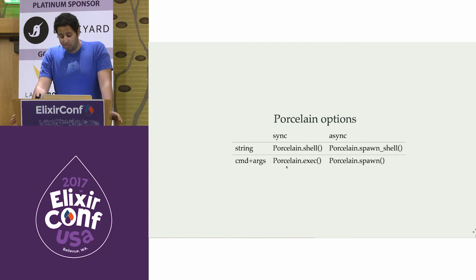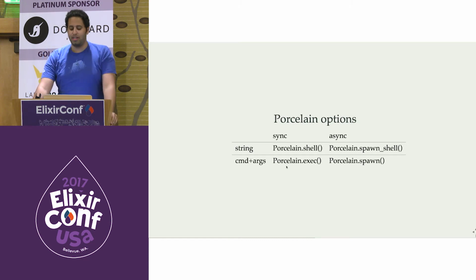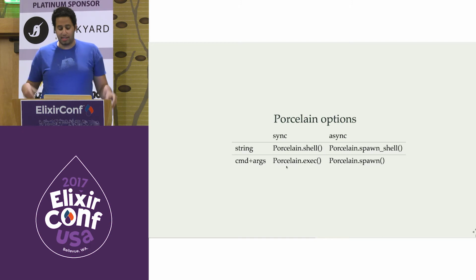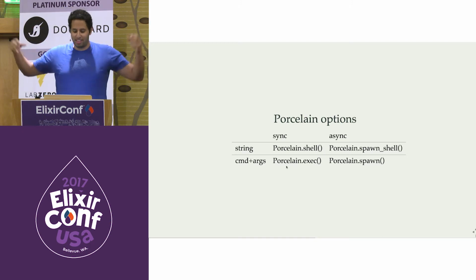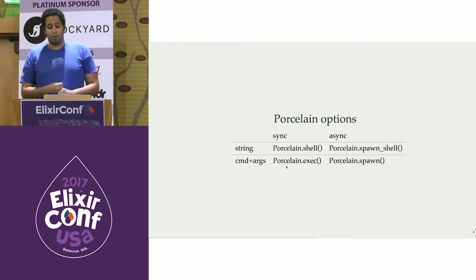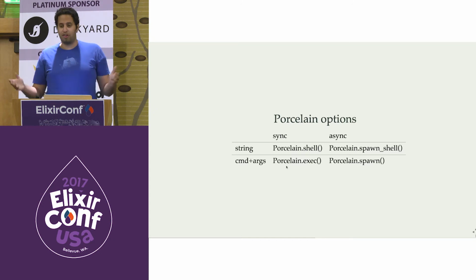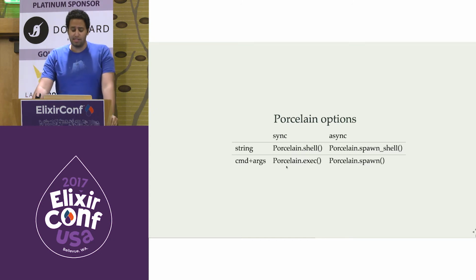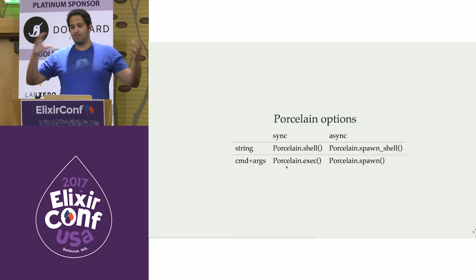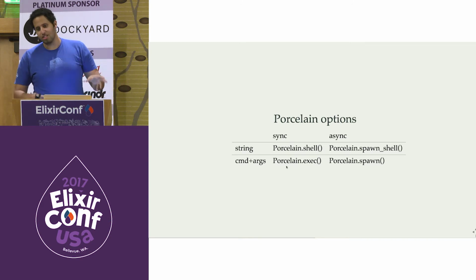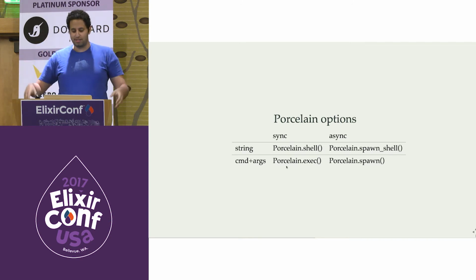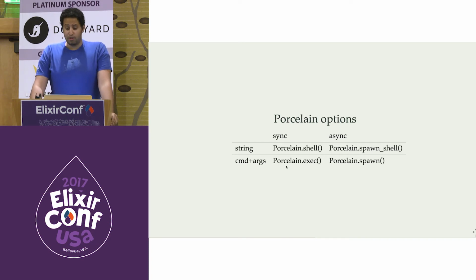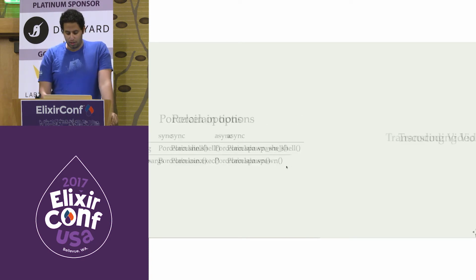And in terms of options, it's also really solid. If you want to have a string, just a raw Unix string that you could just execute, porcelain.shell and spawn_shell are available for synchronous and asynchronous. And if you want to have the other format, where you'd have the command followed by arguments as a list, porcelain.exec and porcelain.spawn are also available.